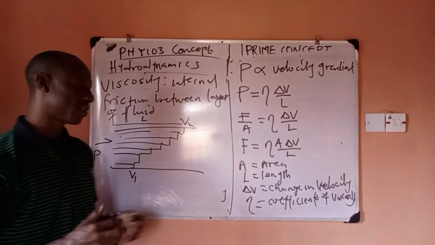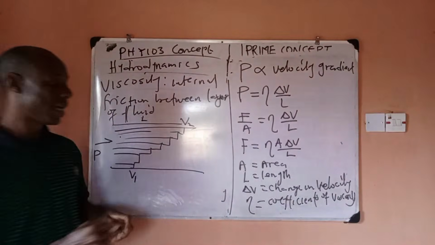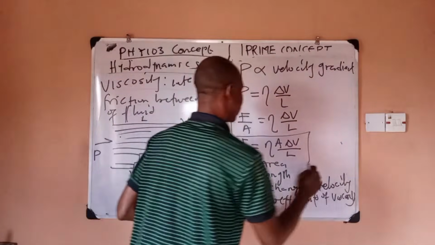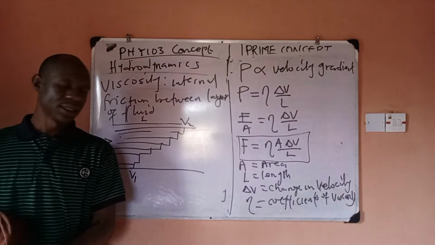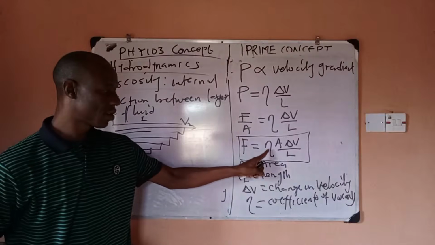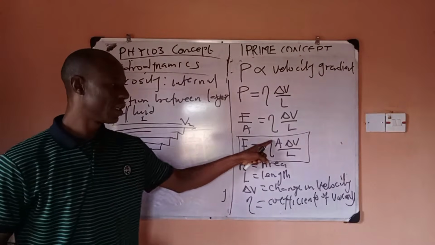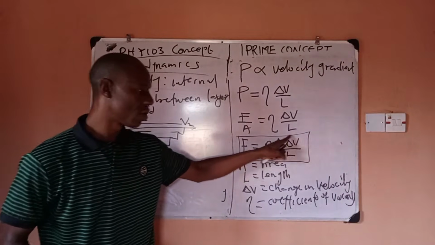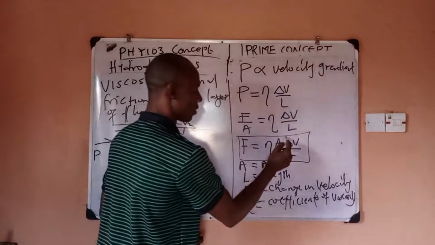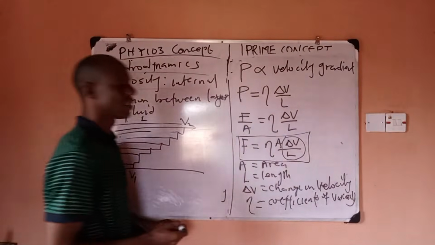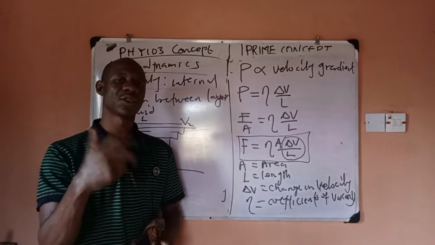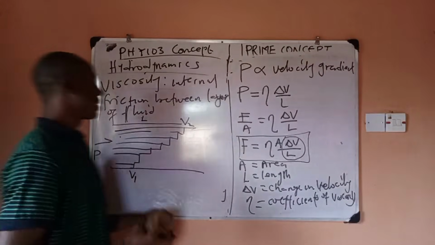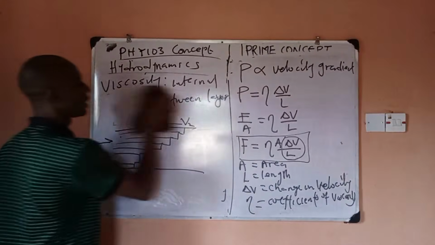Coefficient of viscosity. So this is the formula that you can use to obtain the viscosity of a liquid. This is called viscosity, this is force over area, and this whole part is what you call the velocity gradient. So they can give you an exam, say find the velocity gradient. It's just the change in velocity with length. That is the velocity gradient.